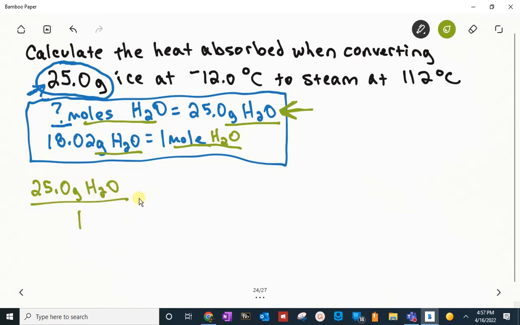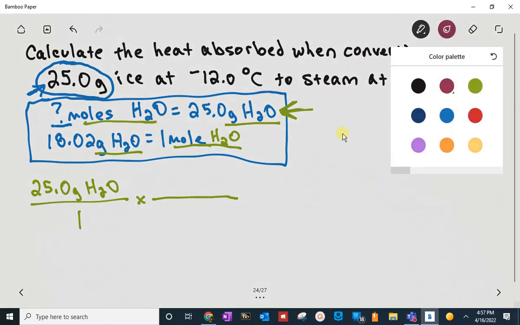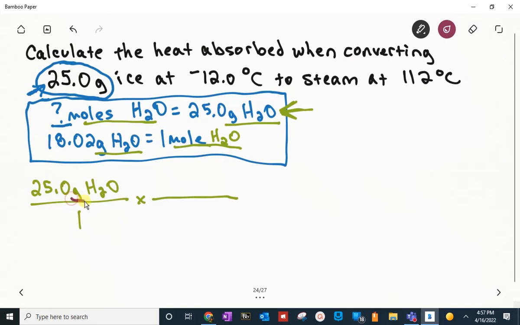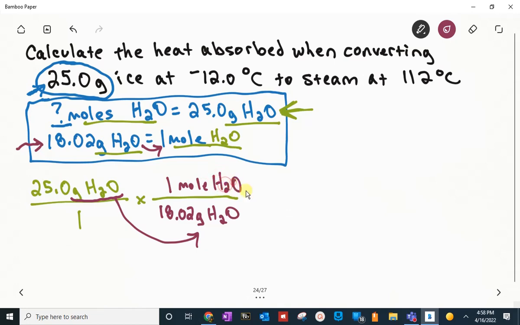put that over 1, and then we write a multiply sign and a fraction bar. And then whatever the unit of measurement is on the top of this fraction we just wrote, which is grams of H2O in this case, we're going to put that on the bottom of this next fraction bar, grams of H2O. And we're going to look up at our data table, and we're going to see that it mentions 18.02 grams of H2O. So let's write that down here. And then whatever's on the other side of the equal sign, we put on the top of the fraction bar, which is 1 mole of H2O.